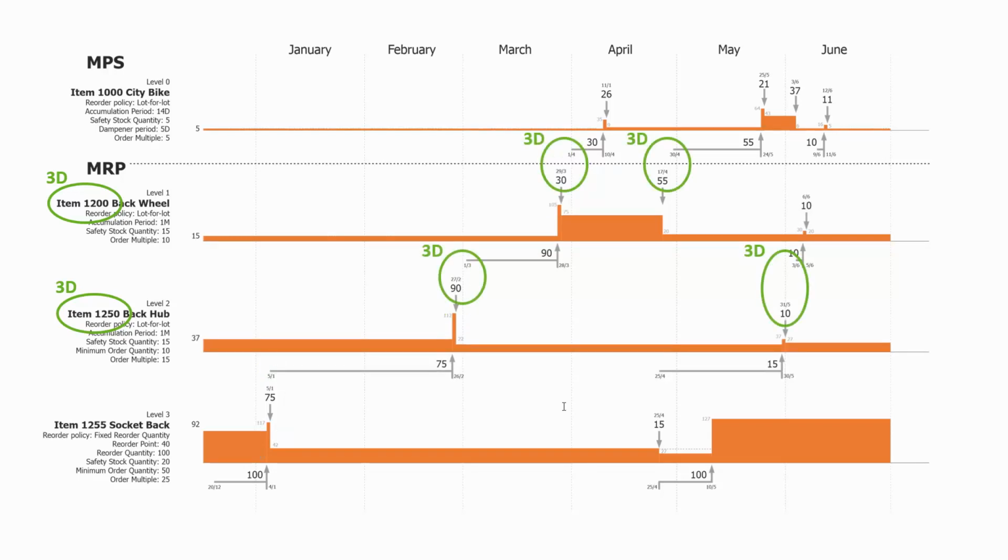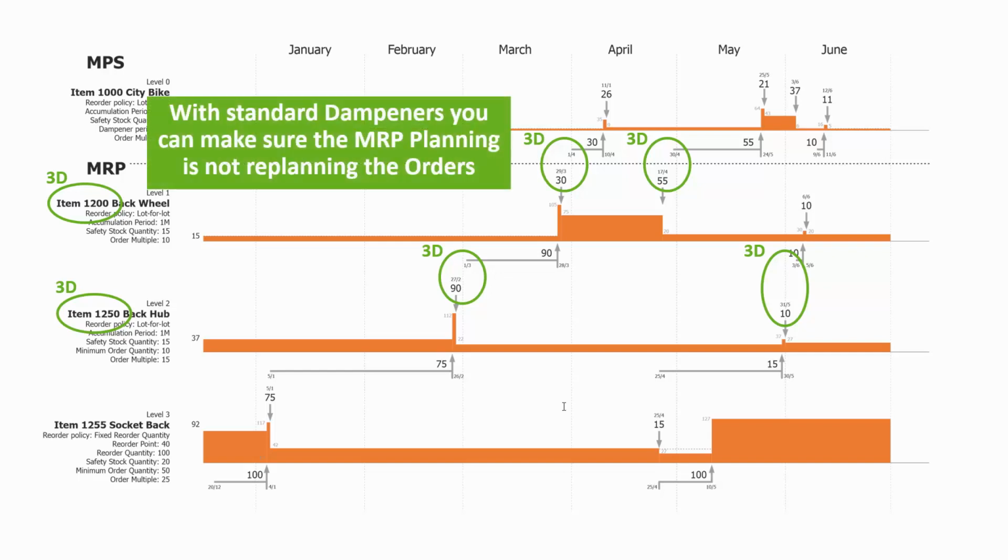This way we have gaps in the dates, and it makes the functionality less sensitive, so it's possible now to run the plan and then delay or postpone the order in the hierarchy, so it's easier to move a little here and there without changing all the plan again and again. And if you use this together with the standard dampeners in Business Central, you can make sure the MRP planning is not replanning all the orders all the time as sensitively.